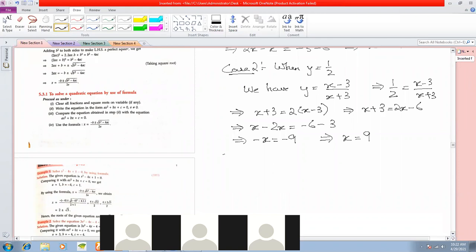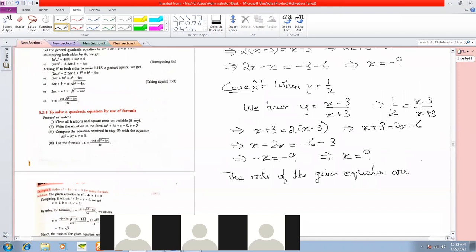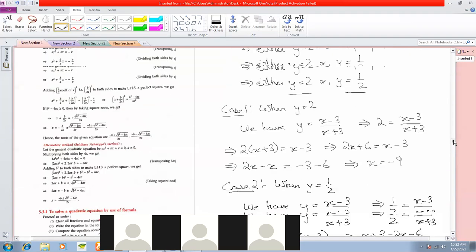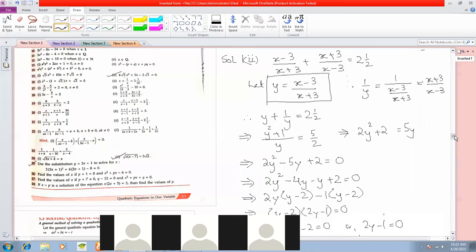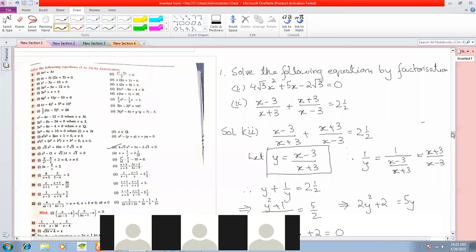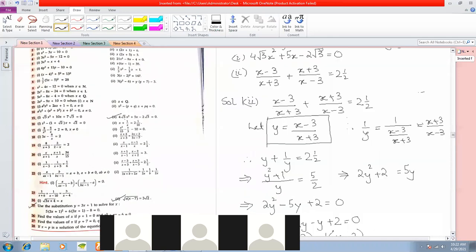Okay, so what are the required roots? The roots of the equation are, in the first case we had got 9, plus 9 comma minus 9. Okay, now exactly this same problem you could have worked out directly. Instead of taking y, you could also have worked out in this manner. Let us try this out also, the alternative method.